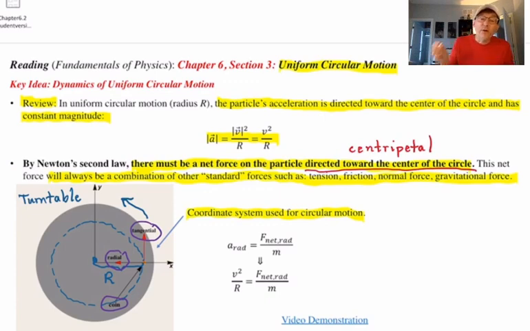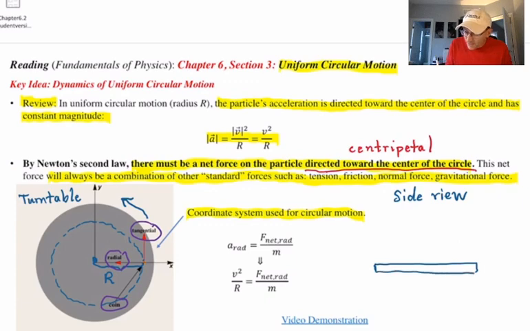In fact, let me draw another perspective of this situation, of the coin on the turntable. This is a top-down view of the coin on the rotating turntable. Now let me draw what I'll call a side view. From the side, the disc of the turntable looks like that. And I'll draw a dashed line going through the middle and perpendicular to it. And that's called the axis of rotation. That's the axis that the turntable is turning about. Okay?